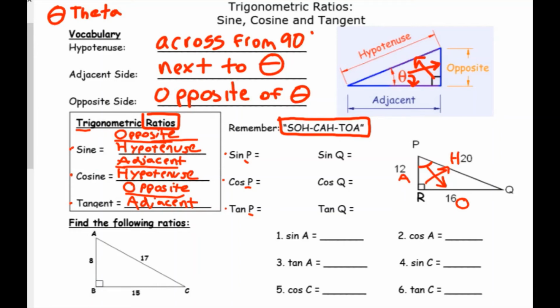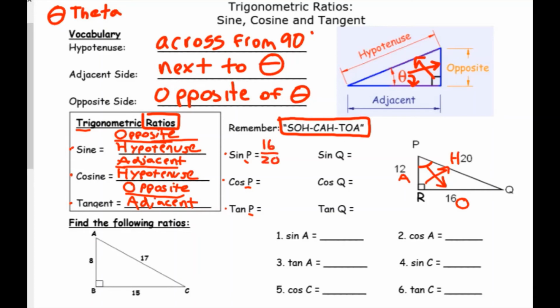So let's start with sine. Sine is what over what? In general, it's O over H, right? So, what's O and what's H? O is 16, H is 20. So I'm going to put 16 over 20.